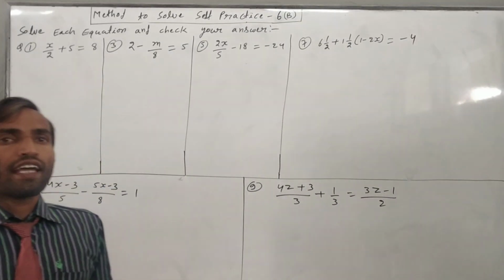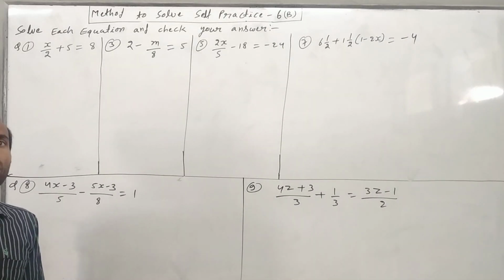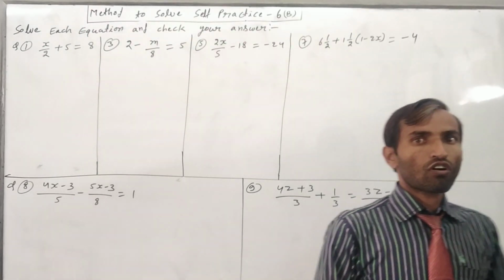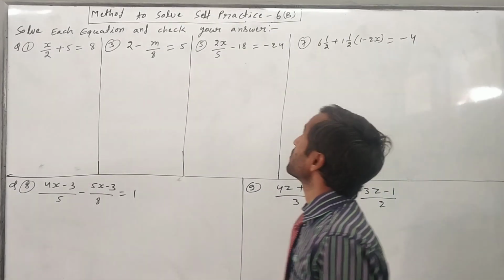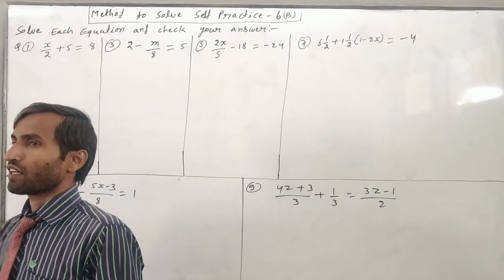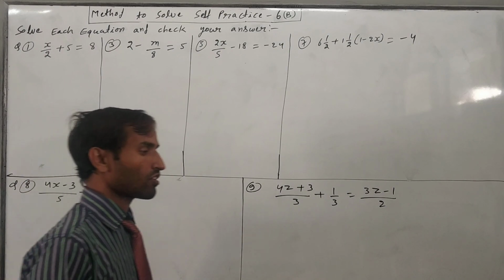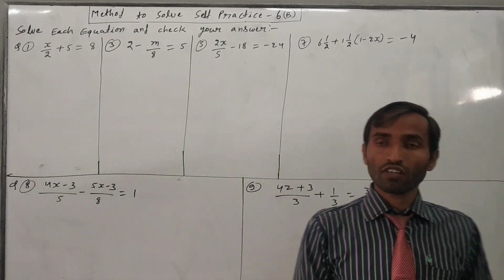In the previous class I explained cell practice 6a. Now we have to solve cell practice 6b. We have to solve the same types of questions here. We have to find the linear equation and the value of the variable.